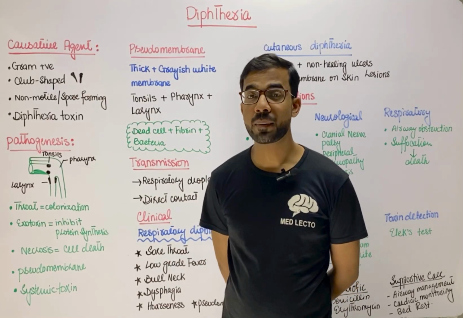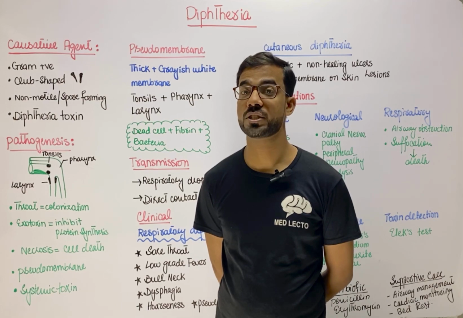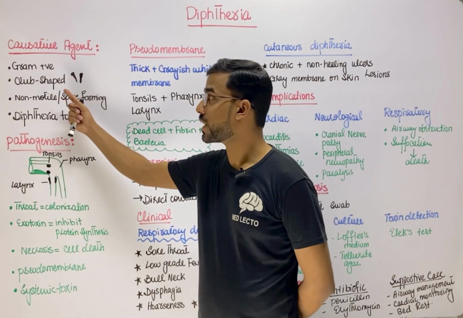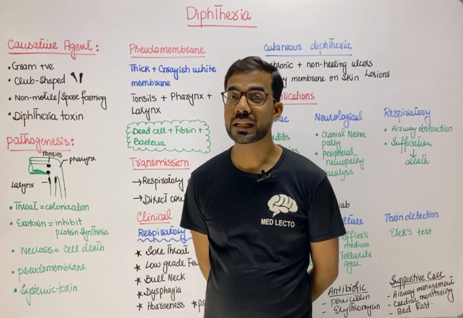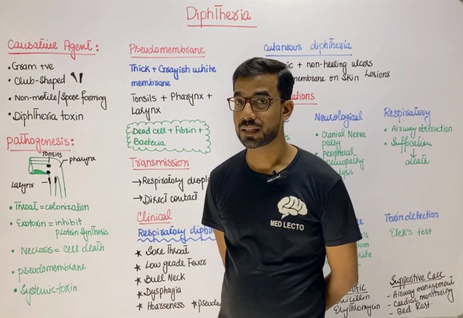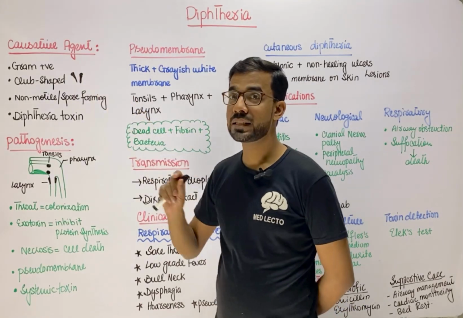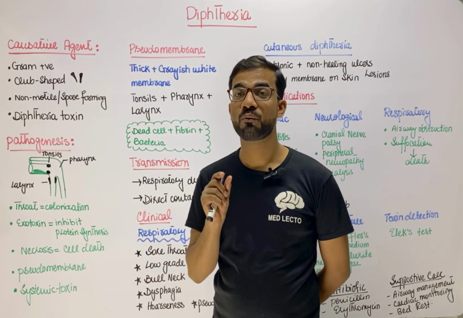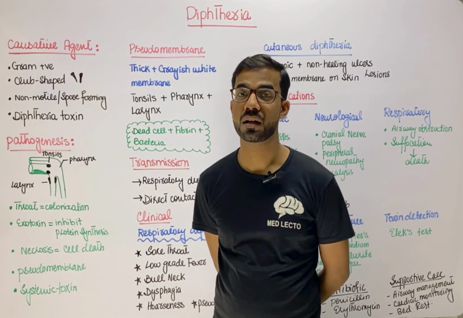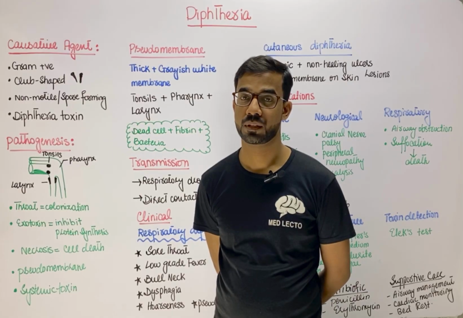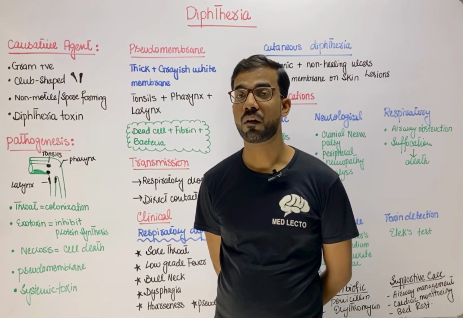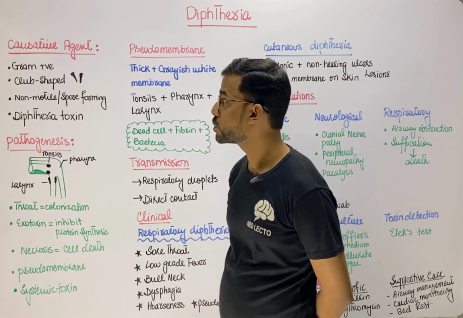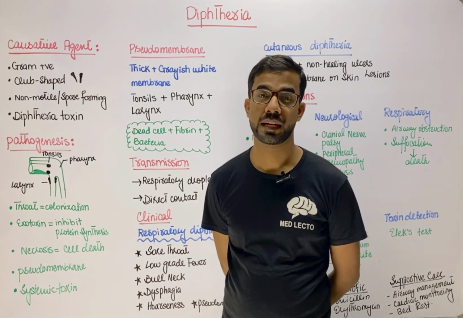So Corynebacterium diphtheriae is a gram-positive bacteria and it will look club-shaped in the microscopy. Basically, it is a rod shape, but at the end of the rod, there is a broad area, and that broad area will make this bacteria shape into the club. So that's why we call it club shape in the microscopy. And it is non-motile, non-swarming.